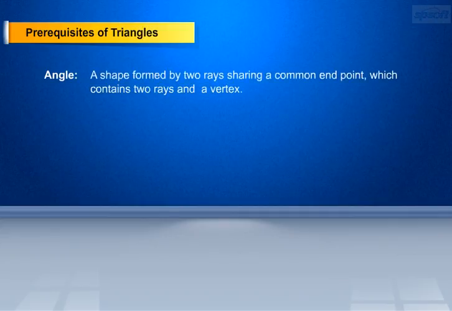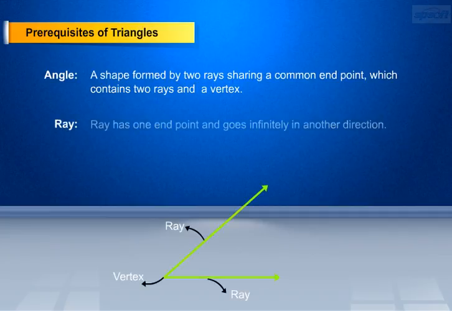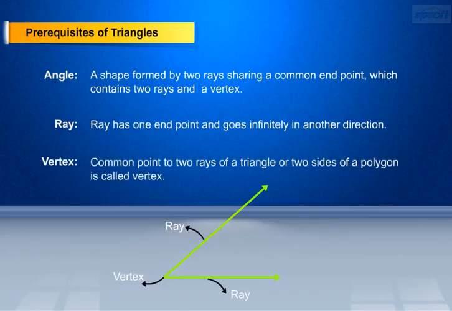Angle. An angle is formed by two rays, sharing a common endpoint, that is, a vertex, where a ray is nothing but a line that has one endpoint and goes infinitely in another direction. And a vertex is a common point to two rays of a triangle, or two sides of any polygon.